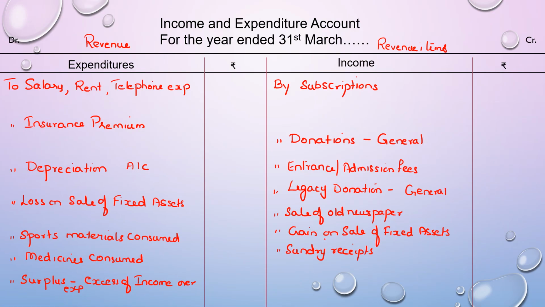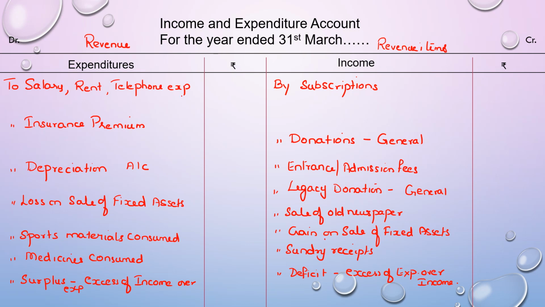And if your expense side total is more, then you have spent more than what you have actually generated. So that shows a deficit. So you write it as excess of expenditure over income. So this is how you prepare the income and expenditure account.